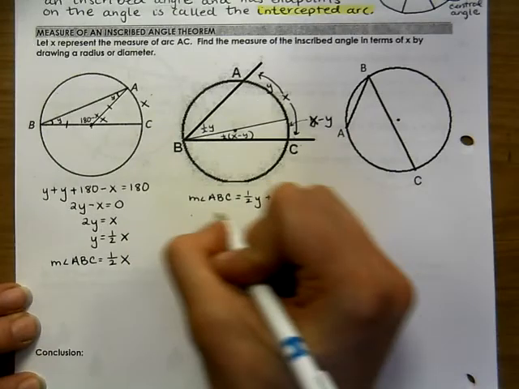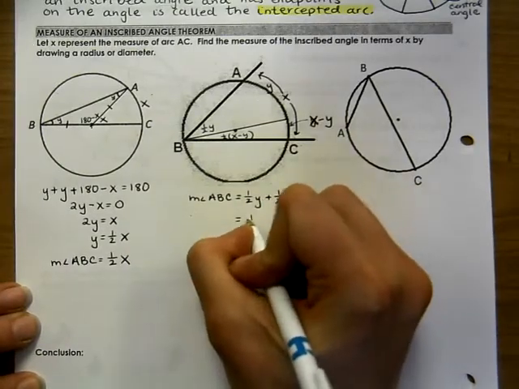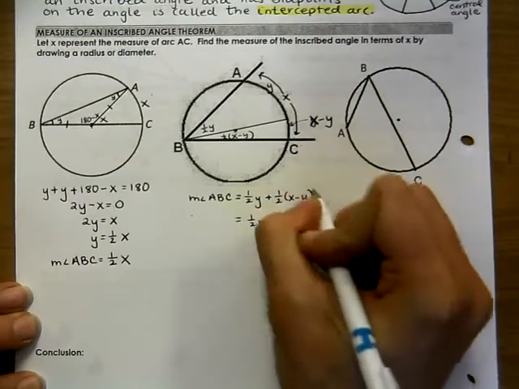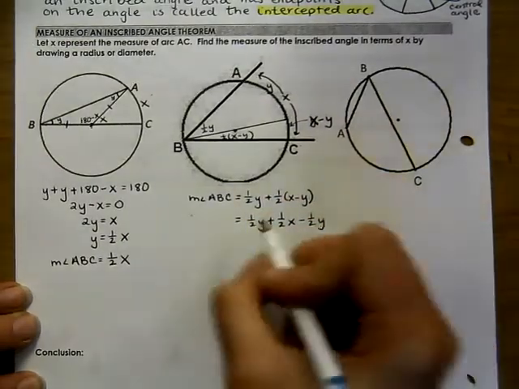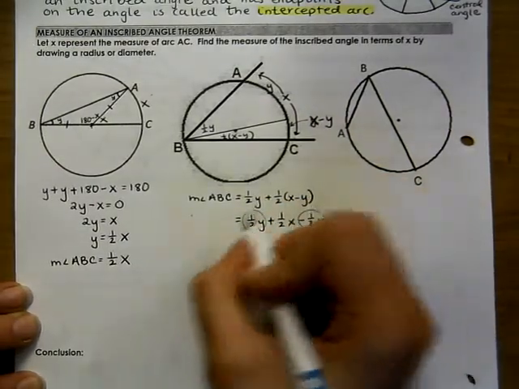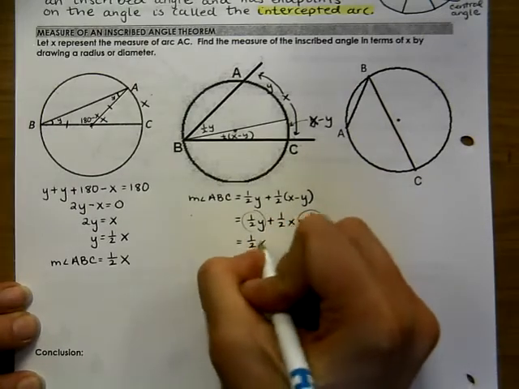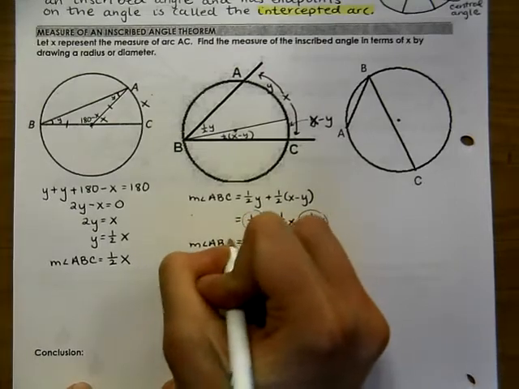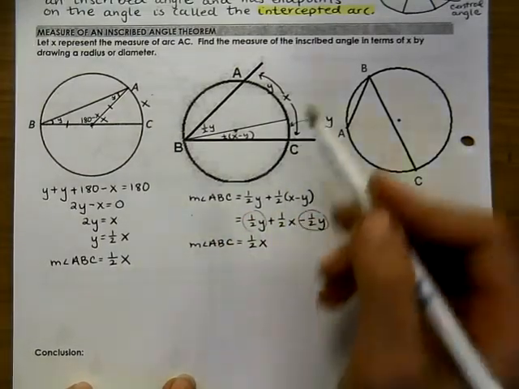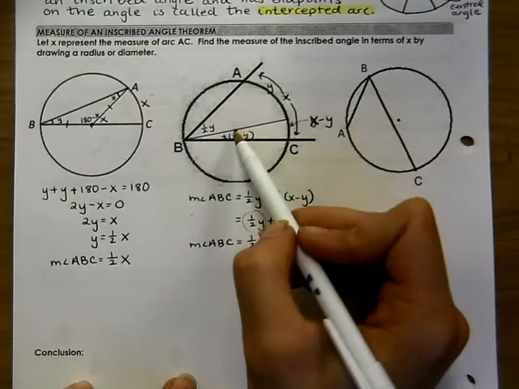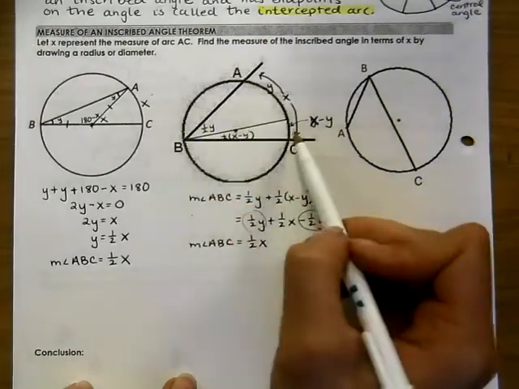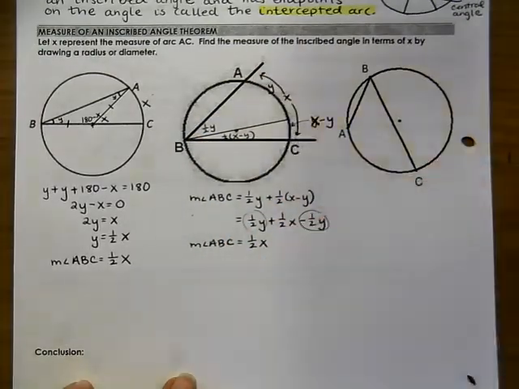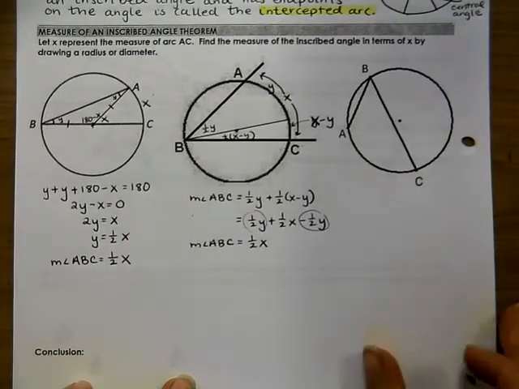And now if we simplify this expression, this would be 1/2 y plus 1/2 x minus, if I distribute, 1/2 y. And now we have those two will add to be 0. And we see that the measure of angle ABC is equal to 1/2 x. So even if the center is in the interior of the angle, the measure of this inscribed angle is still 1/2 the measure of its intercepted arc.